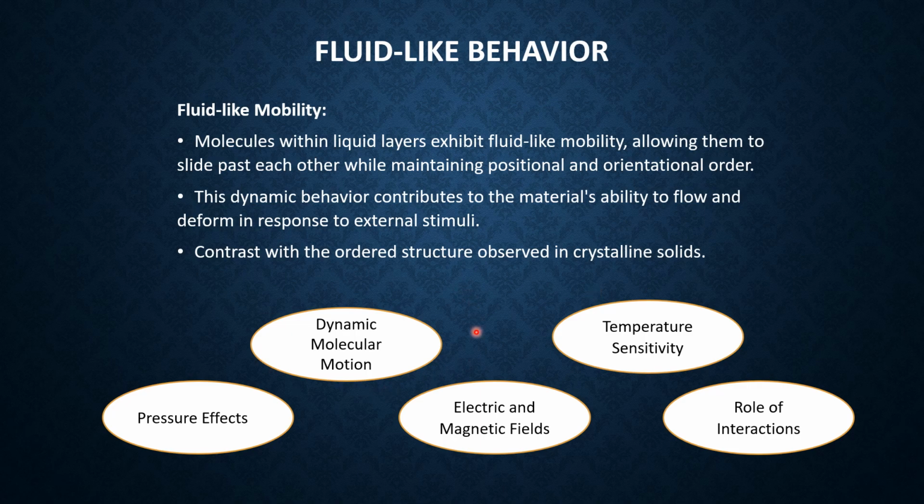The first one is dynamic molecular motion. What is happening here? These molecules are arranged within the layers. Despite this, these molecules also possess significant freedom of movement within the plane of the layer. So what is happening in dynamic molecular motion? Despite the ordered arrangement within the layers, they cannot move from layer to layer, but they have freedom of movement within the plane of the layer.